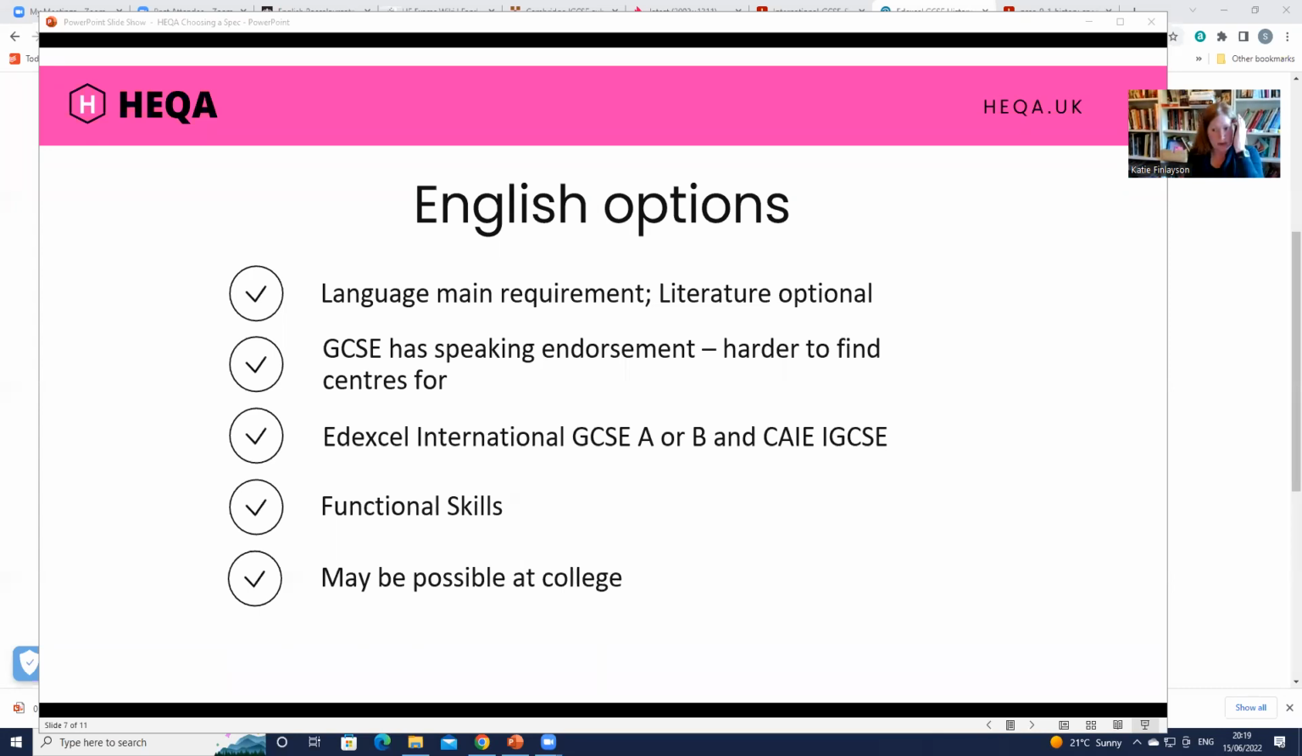Literature is kind of up to you. Some people like writing the essay. Obviously, if you want to go on and do A-level English literature, that's going to be useful. It might be a requirement. A lot of home educators just don't do literature. They only do the language.